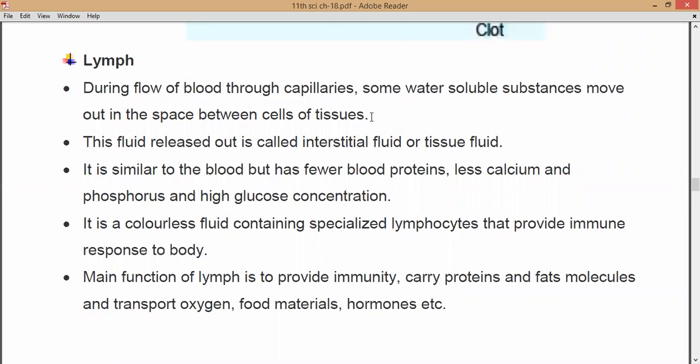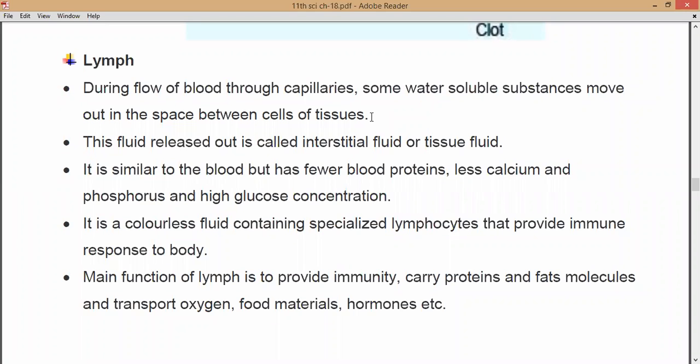Whatever fluid is released out between the cells of the tissues is known as interstitial fluid, or we can simply say tissue fluid. Now this is similar to the blood but has fewer blood proteins, less calcium and phosphorus and high glucose concentration, right? This lymph is almost the same as blood, but it does not have the same proportion of blood cells or blood proteins. It has less calcium than phosphorus, and it does possess a higher glucose concentration, right? That means the glucose concentration in the lymph is also more.